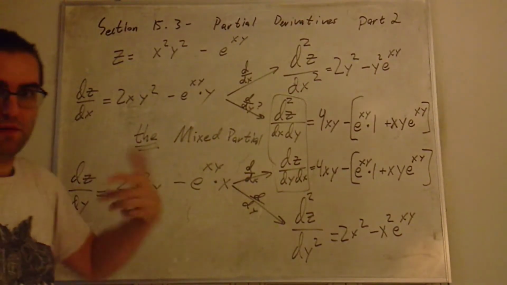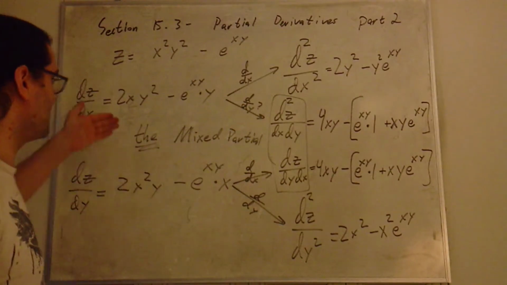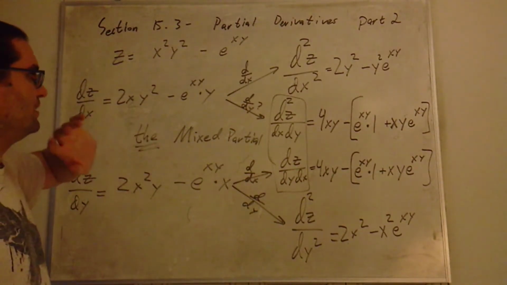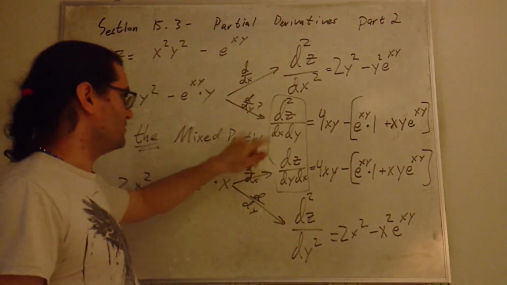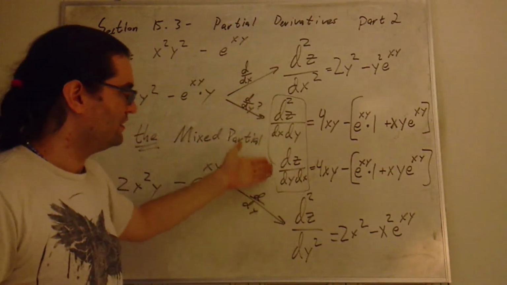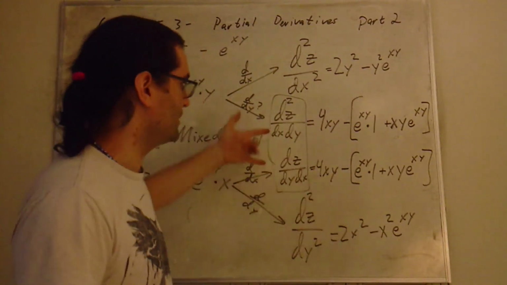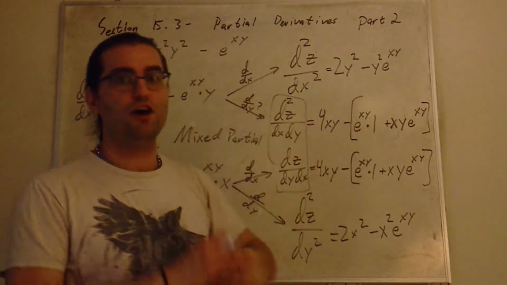It's not like one of many possible mixed partials. It is the single unique mixed partial. There's only one because the order in which you do this doesn't matter. And if you take a derivative with respect to x and with respect to y, you should get the same thing either way, no matter what.